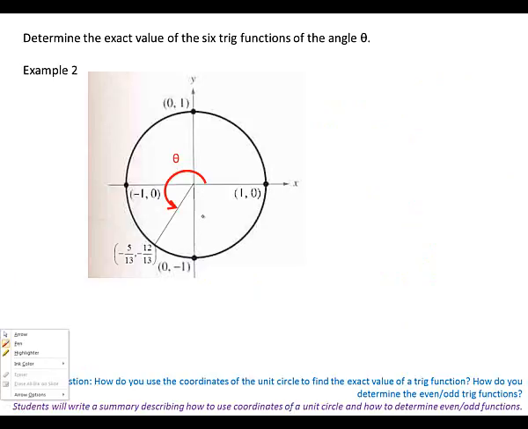Actually, that one, why don't you guys try that one on your own? See if you can get that one done. Same process as the last one.